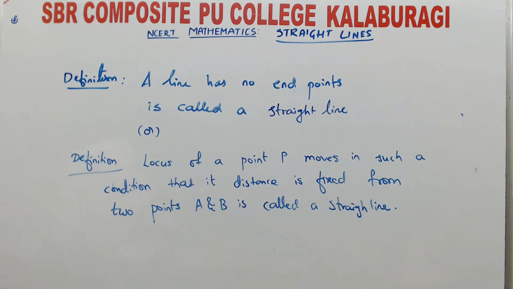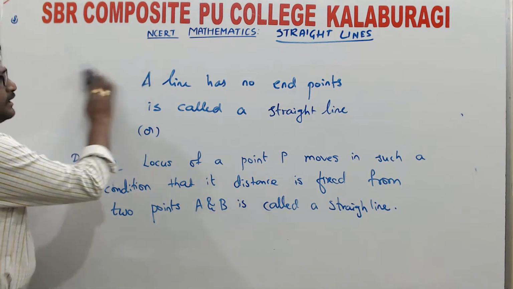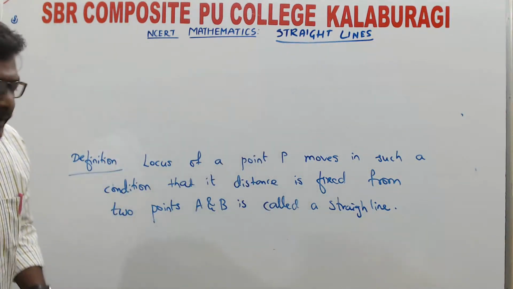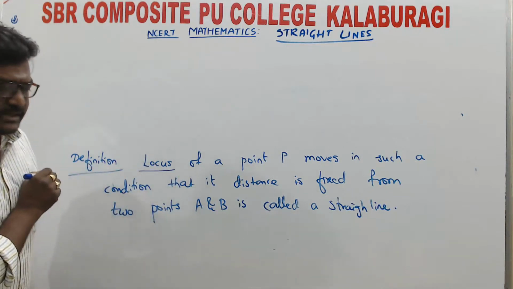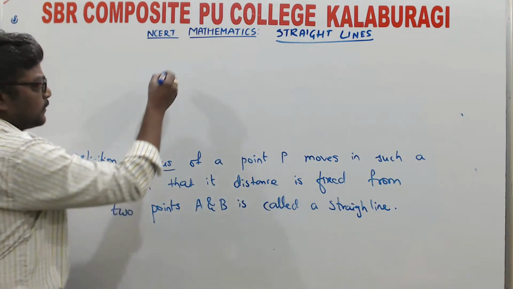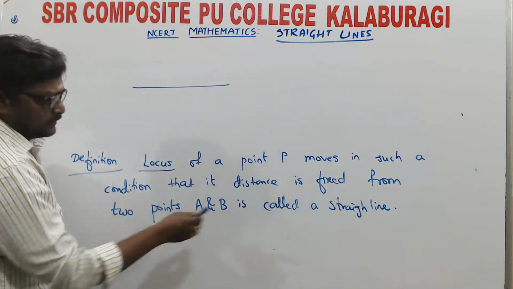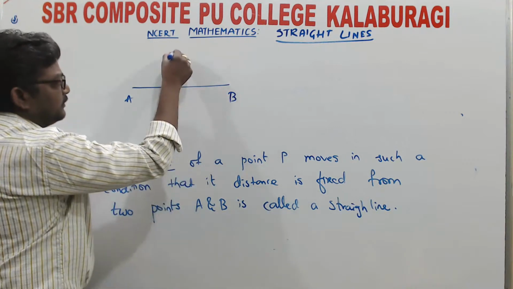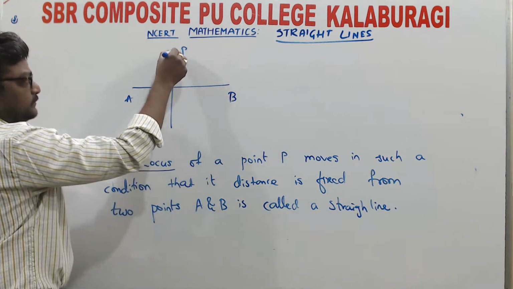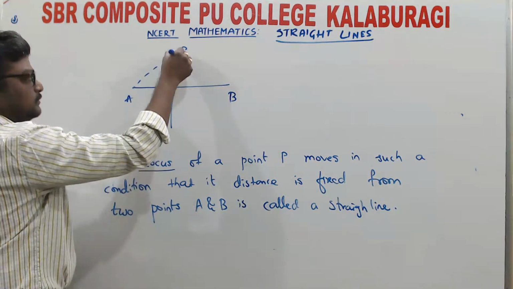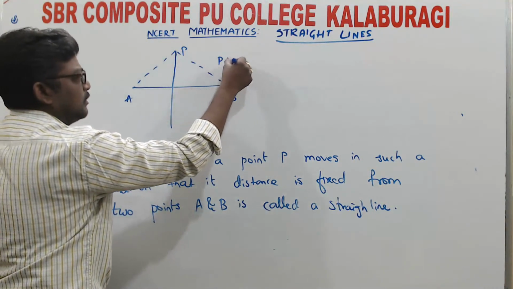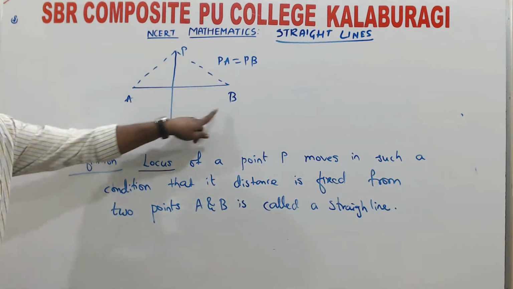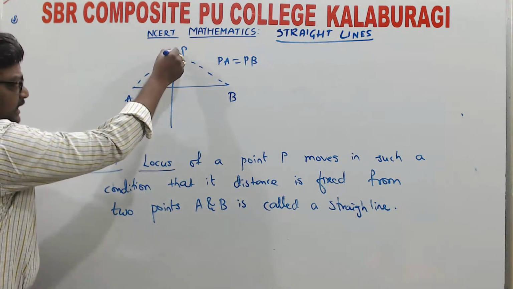Therefore, theoretically we have written this. What is the diagram? We will see that. I will tell what is meant by locus, and we'll discuss that later. Before that, we'll see what is meant by a straight line. The distance is fixed from 2 points A and B. That means point P is fixed, and here PA equals PB. The locus of a point P is fixed to 2 points A and B. Then we are getting a line.